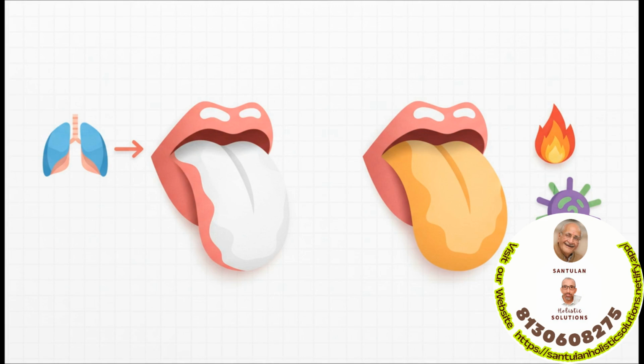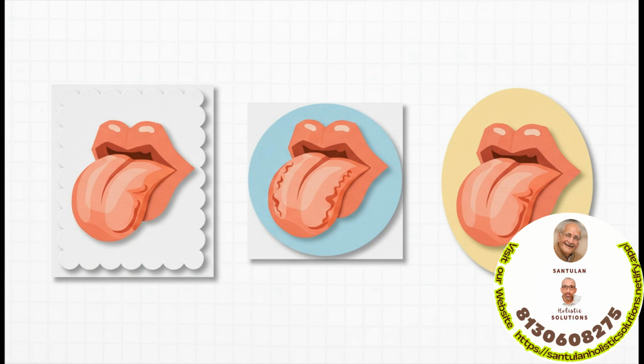A thick, white coating right across the center points to poor digestion. If it's concentrated at the back, you might suspect lung congestion. And a yellow coating often suggests there's heat or even an infection in that corresponding system. But it's not just about what's on the tongue. The actual shape and structure of it tells a story too. Is it swollen? Are there tooth marks? Is it symmetrical? These are all critical questions to ask during your examination.